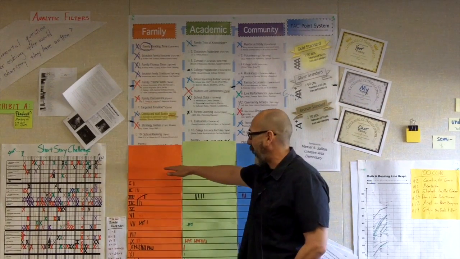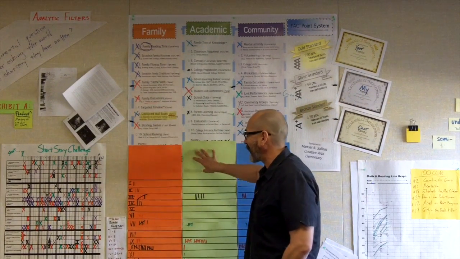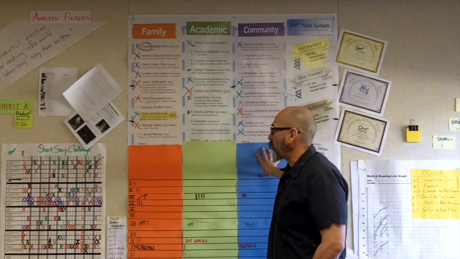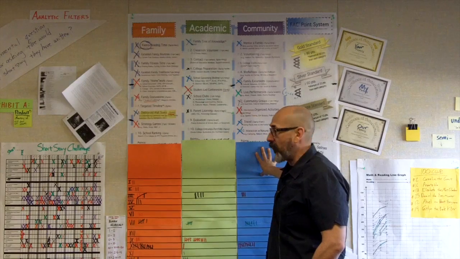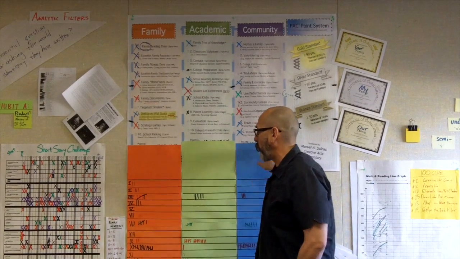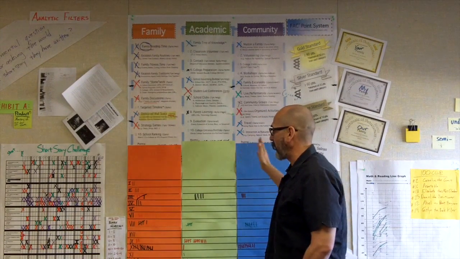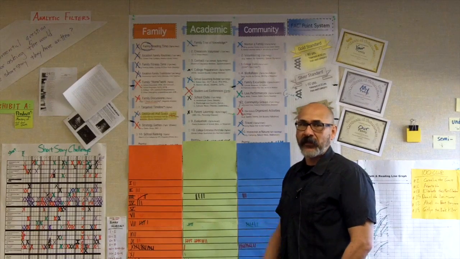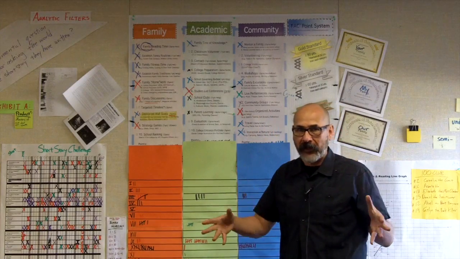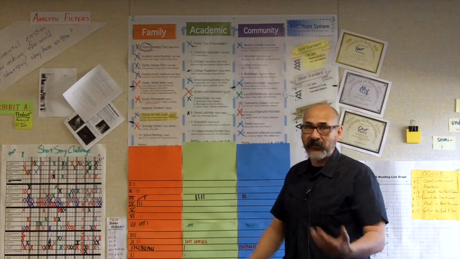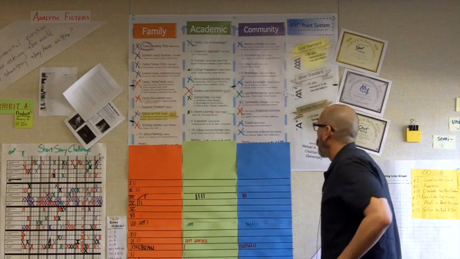If I'm doing it as a class, I will use this as a way to decide certain privileges. So if we're going to have a party, for example, they need to have a certain number of points in this area, this area, and this area. And once they score that number of points, then we have a classroom party. So we basically take this family poster and we turn our classroom into a family and use activities as milestones.